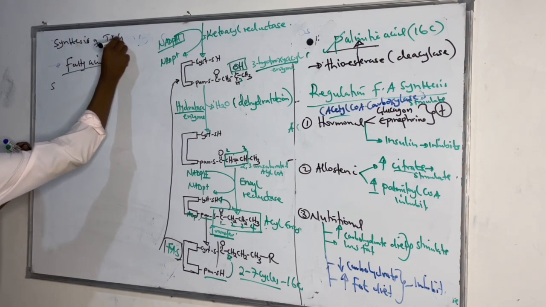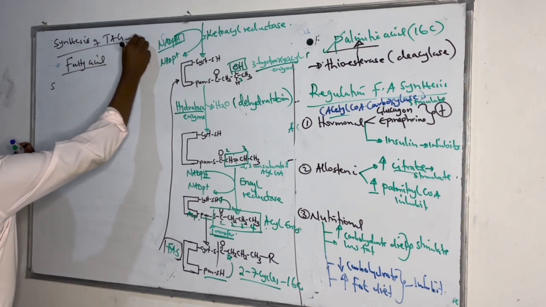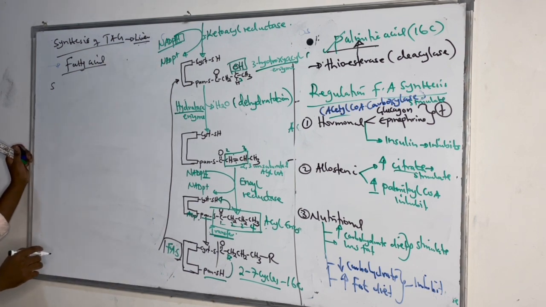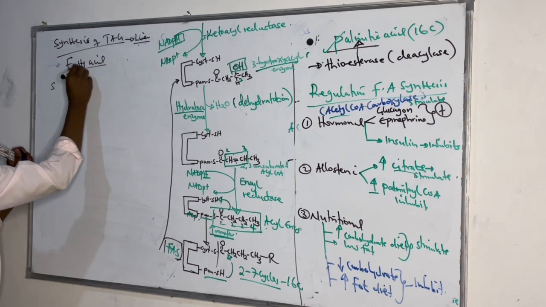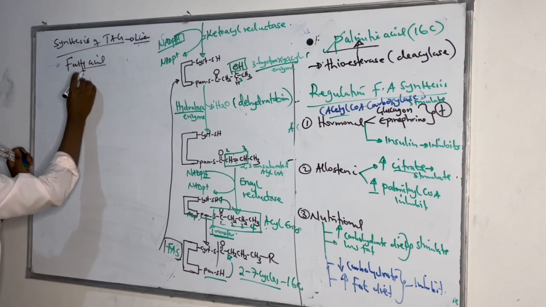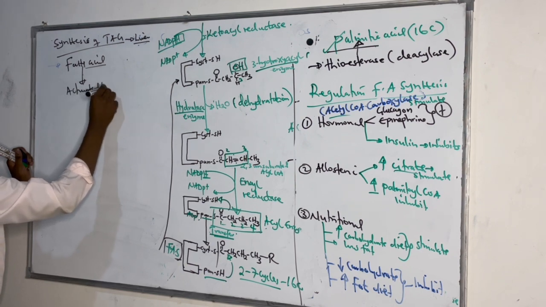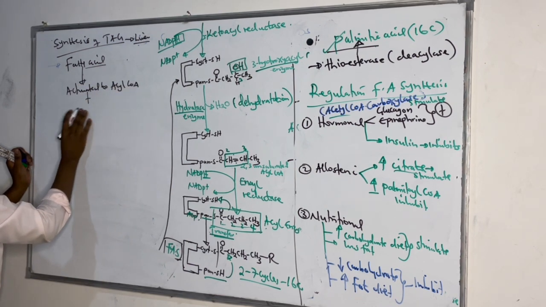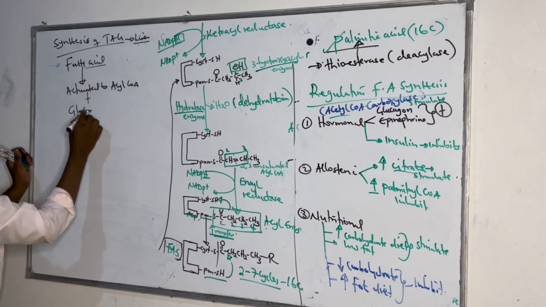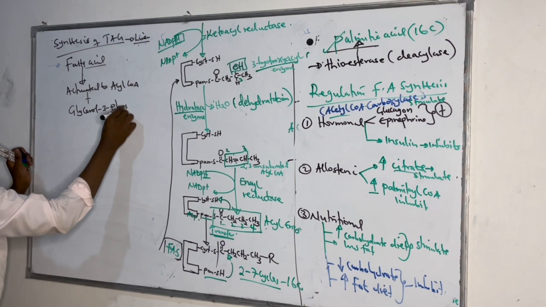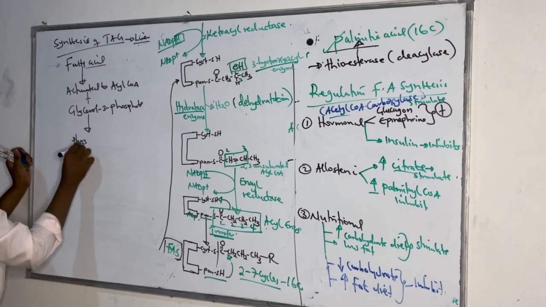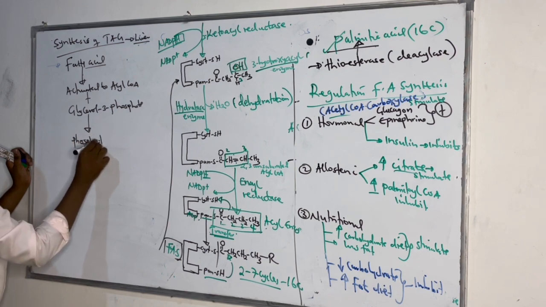of triacylglycerol. This occurs majorly in the liver and adipose tissue, whereby in the cytosol of the liver, the fatty acid undergoes activation to acyl-CoA, and this activated fatty acid combines with glycerol 3-phosphate to form phosphatidic acid.